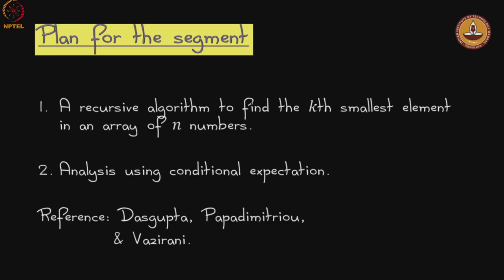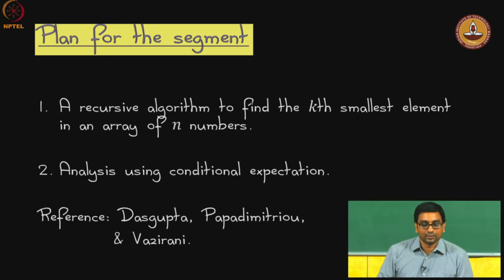So now we are in segment 6 of module 2, and we are going to talk about the problem of randomized selection. A special case of it is the problem of finding the median in an array of numbers. What we will do is present a recursive algorithm to find the kth smallest element in an array of n numbers, and this is, of course, going to be a randomized algorithm.